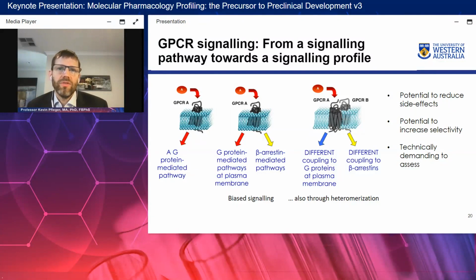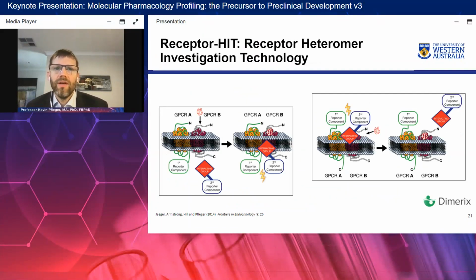What we really need as a field is to develop tool compounds using these sorts of systems in model systems, to then take those tool compounds into in vivo settings to understand the physiological relevance of these heteromers and really get to grips with the role they play in pharmacology.